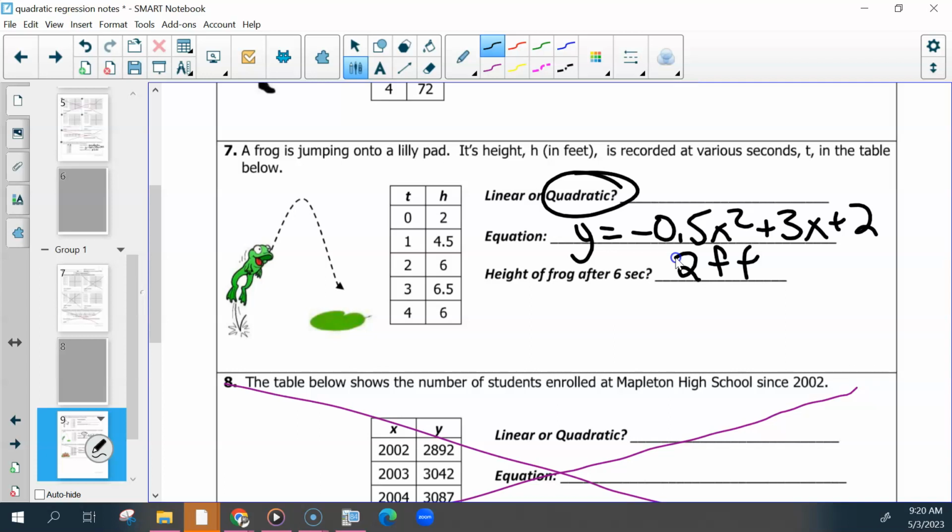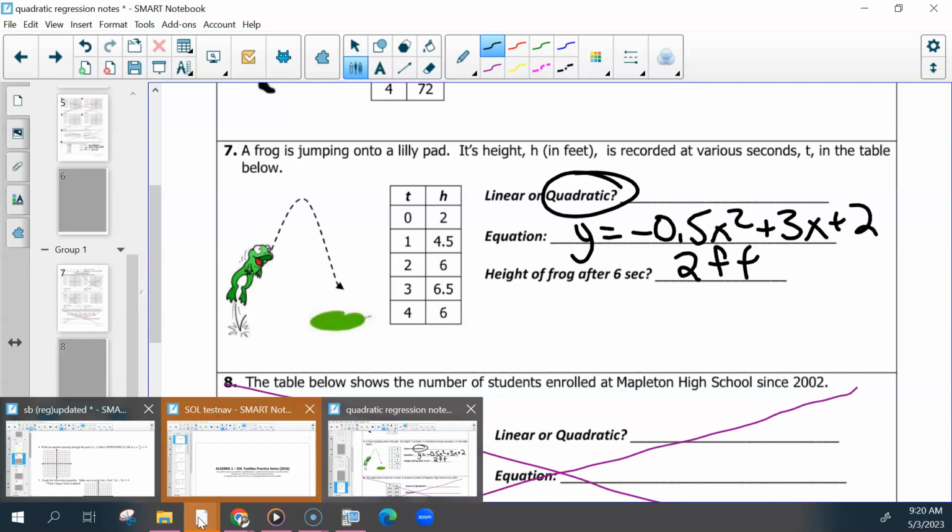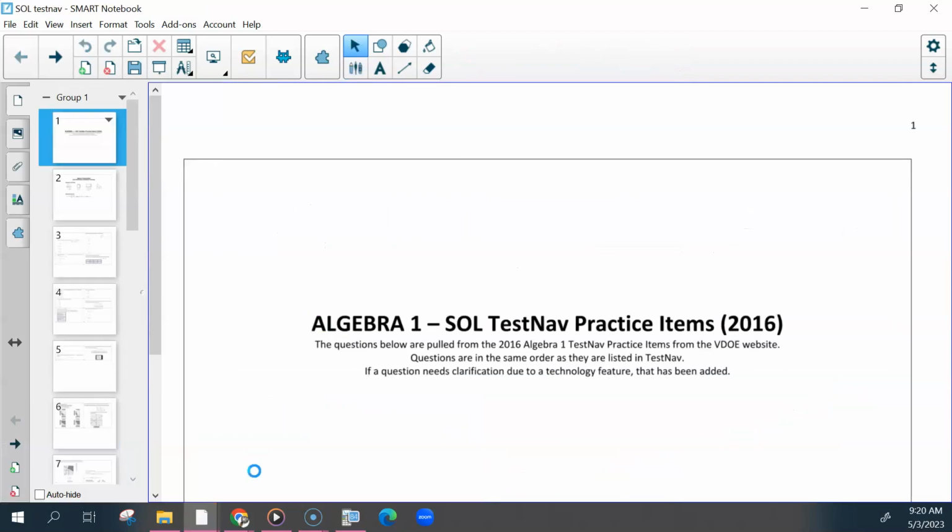Take out your testnav packet. We're going to go through 1 through 21 so you have those correct answers and show how you would do those in Desmos. And then you'll have time to do the last. Regina, do you have any answers? Yes. Anyone else need another one?